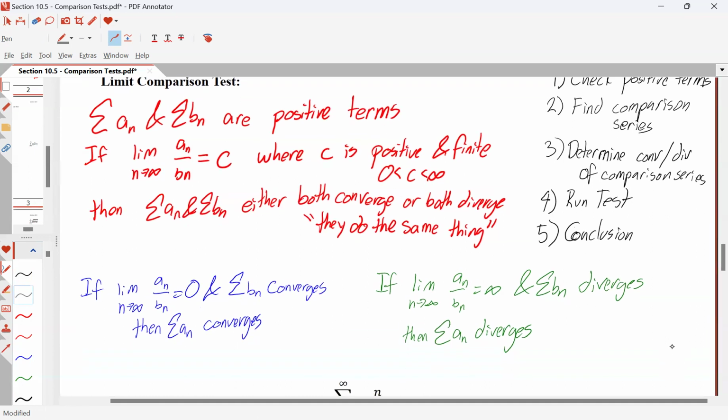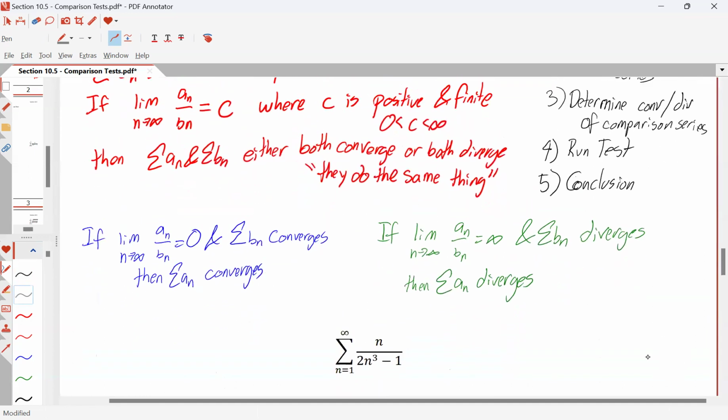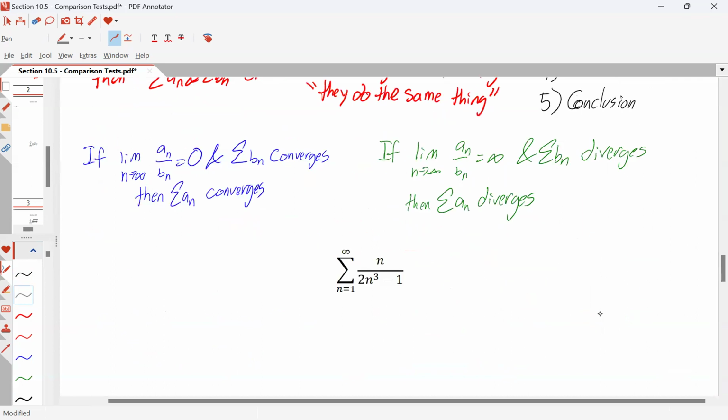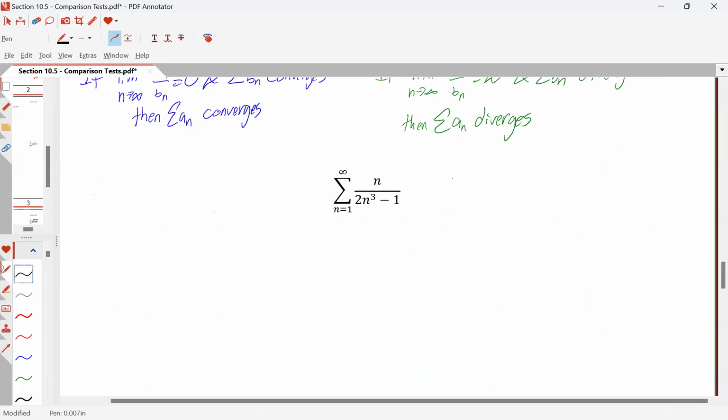Right, so taking a look at an example of this, we're going to go through these 5 steps. First, just mentally check, is this positive? And yes, n over 2n cubed minus 1 is bigger than 0 for n greater than or equal to 1. This is true because 2n cubed minus 1 is never smaller than 1. So that denominator is always positive.